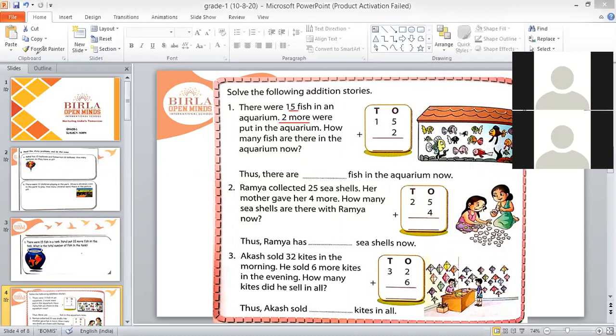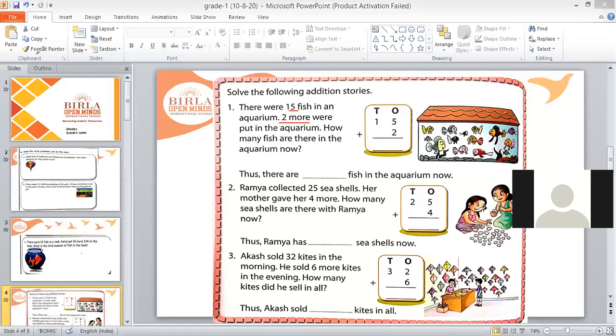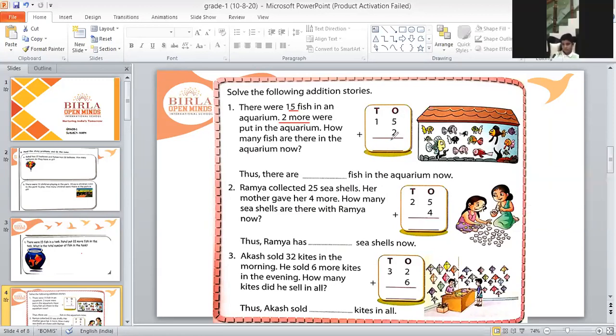Sai Ritvik. Yes, ma'am. Sai Ritvik, now tell me what are the numbers in ones place? 5 and 2. So now tell me 5 plus 2 how much? 7. Very good. So children, 5 plus 2 is 7. We will write 7 in ones place. And what is the number in tens place? 1. Yeah. So we will write this 1 as it is because there is no other number. So answer is 17.